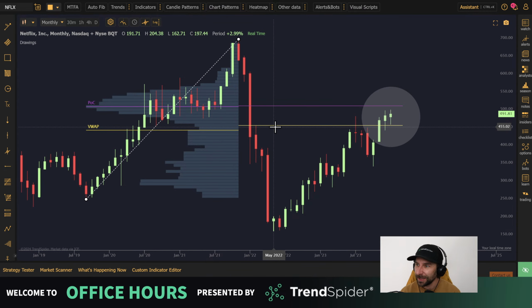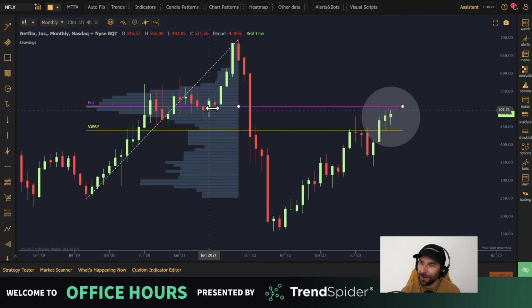And why it's interesting to me is really simple. It's easy to see price running into all of this overhead supply that got built up back in 2020 and all through up to the summer of 2021 even. So there's a lot of overhead supply here. We can see the point of control from this swing that brought us up to the all-time high is right here at like $511. So not a huge surprise to see price getting stuck and having a little bit of trouble.